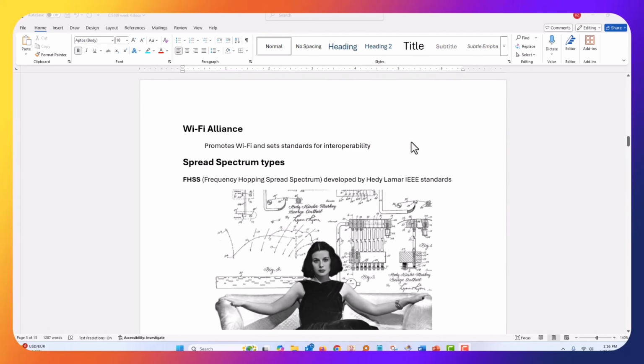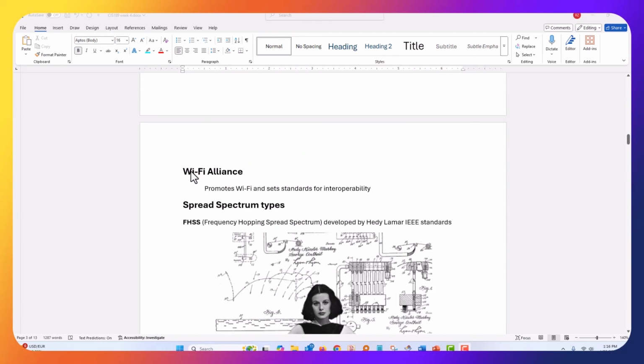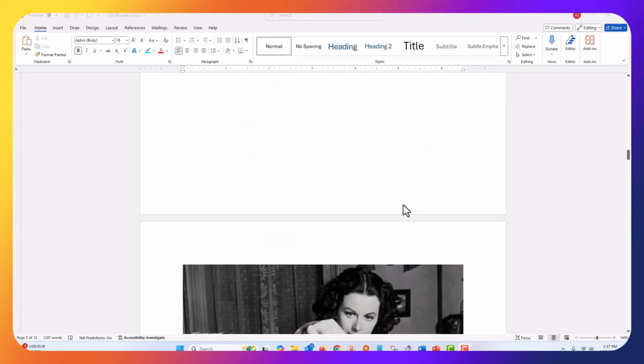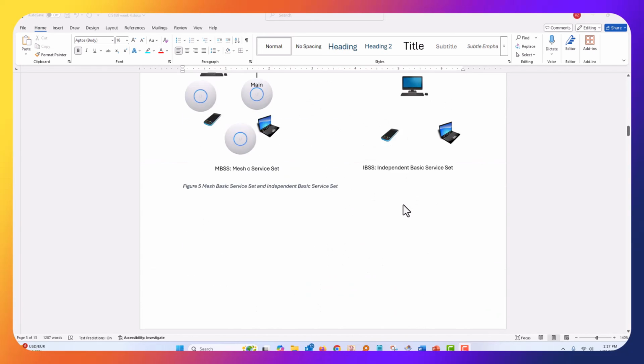We still have some time in this one too. The Wi-Fi Alliance. Let's talk about the Wi-Fi Alliance. I know you're all looking down here at the picture, trying to figure out what that's about, but I'll talk about that in a moment.